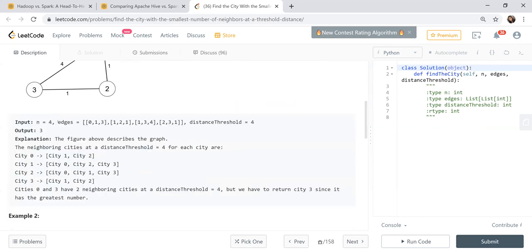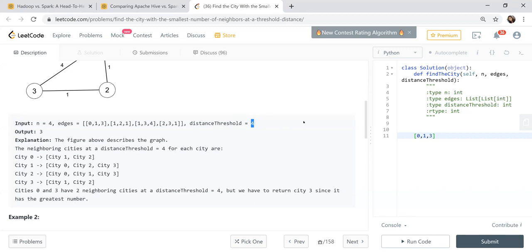So we'll be providing the n, that's saying that we have n cities. What this depicts is 0 is the starting point, like 0 from where it is starting, and 1 is where it is reaching, and 3 is the weight. And we have given the distance threshold of 4. So if we are reaching a particular point with more than the distance threshold, we'll not be including that.